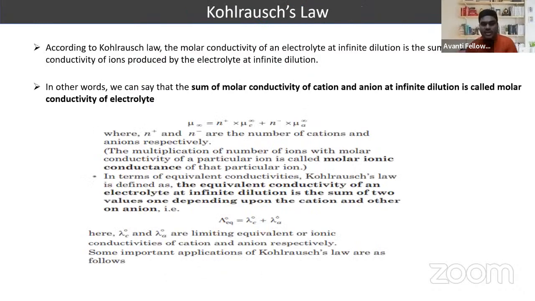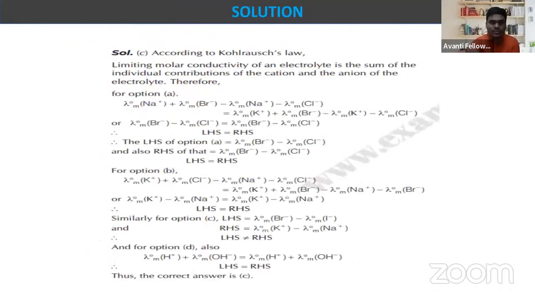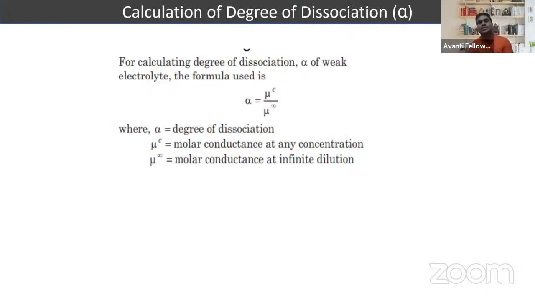So basically, according to Kohlrausch's law, the molar conductivity of an electrolyte at infinite dilution is the sum of the molar conductivities of the ions present. For example, this is how we can represent it, right? This is the conductivity of the individual ion. It means at infinite dilution, they are independent of each other, right? And no dissociation takes place. So that is how we calculate the degree of dissociation.